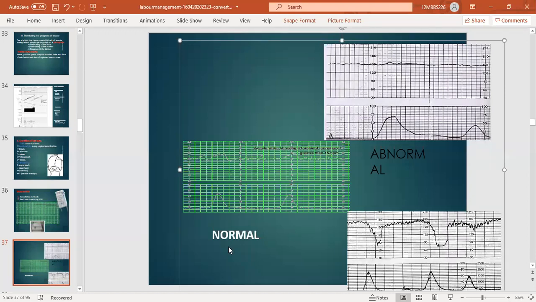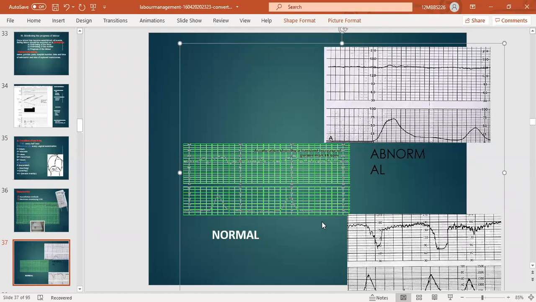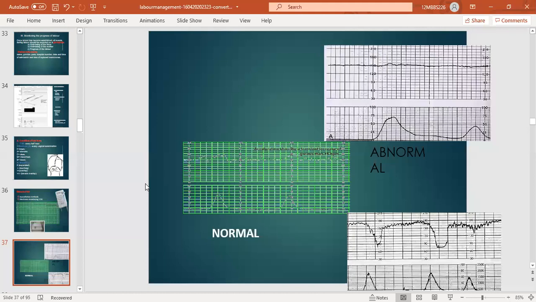So this is an abnormal CTG showing no normal parameters like fetal heart rate, no beat to beat variation, no acceleration, but there is a deceleration. Deceleration actually indicates either there is cord compression or there may be fetal hypoxia because of any reason. So that shows the deceleration. That means the fetus is not in good condition.